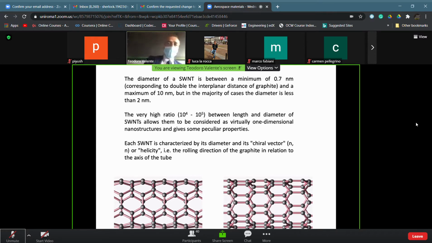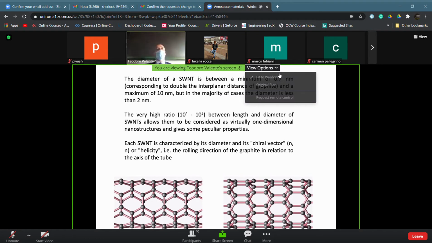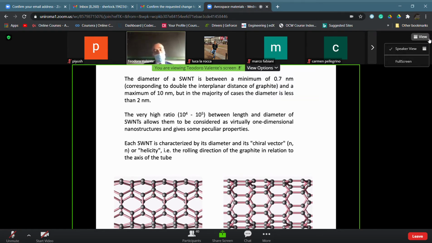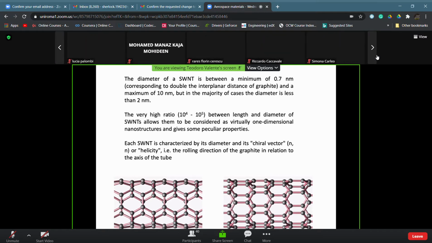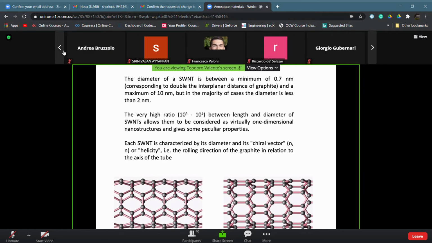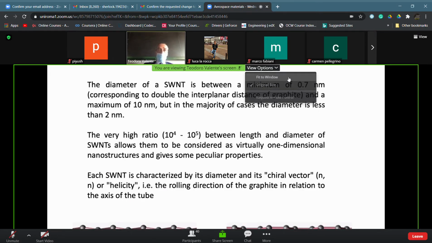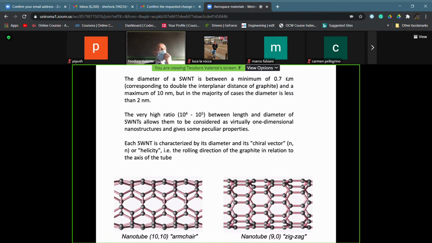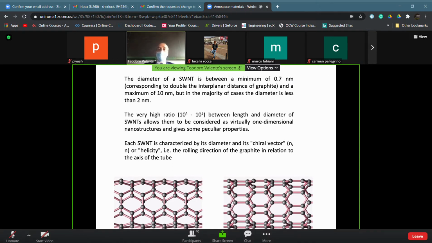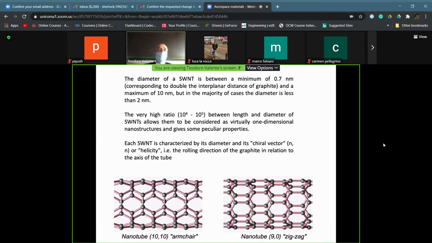In the majority of cases, the diameter is less than 2 nanometers. So again, this is the whole range in which we can expect this structure. Looking at the fabricated carbon nanotubes in single-walled configuration, we are at a diameter of around 2 nanometers or something less. And they have a very high ratio between the length and the diameter, due to this very small value of the diameter, so they can be considered essentially as one-dimensional nanostructures, with a very high surface to volume ratio, because the volume is small since the diameter is small, but the surface is very, very high.